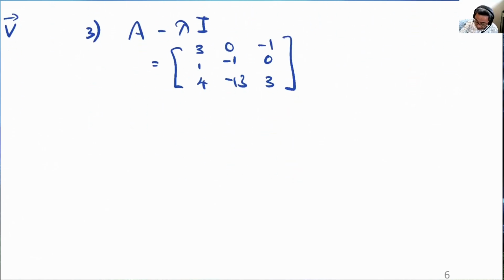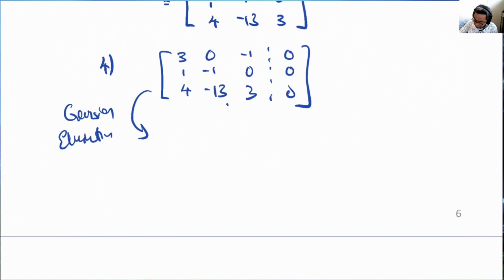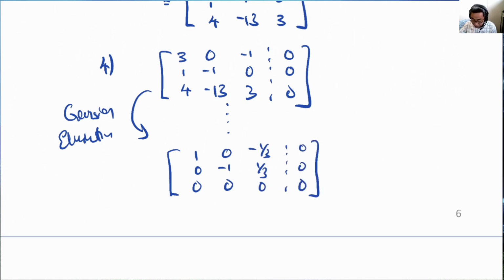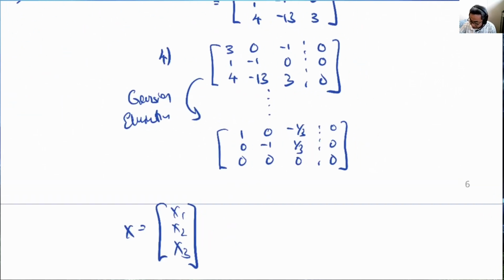To solve for the eigenvectors, again as before, we write this in the augmented matrix and we are solving for x by performing Gaussian elimination. I'll not do the details here. What we finally get is 1, 0, minus 1 third, 0, minus 1, 1 third, 0, 0, 0. And then now we are going to solve for x. So we want to solve for x equals x1, x2, and x3. We identify the pivots first, and we know that x3 is the free variable.